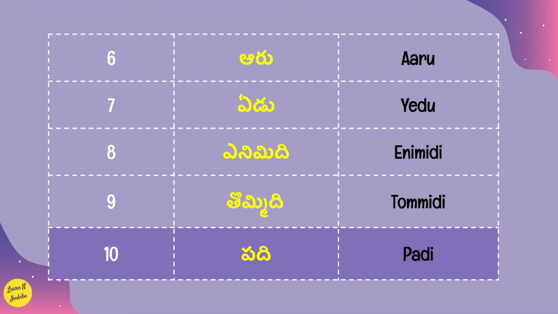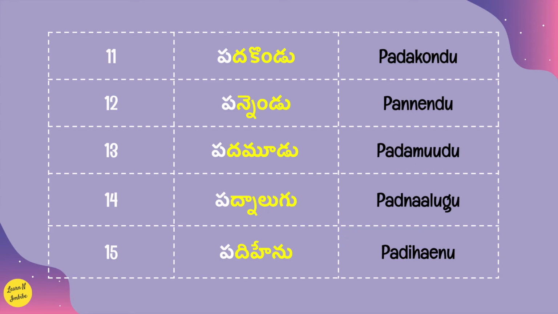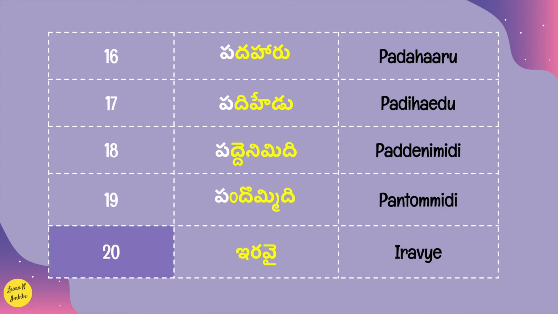Moving on to the next set, the numbers 11 to 19 carry the letter pa as a prefix, which is deduced from the number 10. 11, పదకొండు, 12, పన్నెండు, 13, పదమూడు, 14, పద్నాలుగు, 15, పదిహేను, 16, పదహారు, 17, పదిహేడు, 18, పద్దెనిమిది, 19, పంతొమ్మిది, 20, ఇరవై.